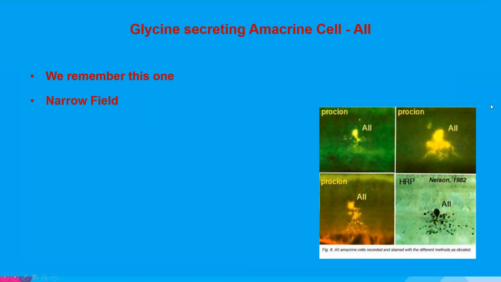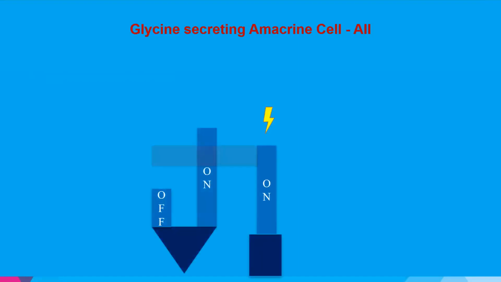Which is really big. And so you say to yourself, okay, it's a narrow field, but we know it secretes glycine as an inhibitory neurotransmitter. We know this to be true, right? So you say to yourself, okay, well, let's figure out where it is. Well, you remember this whole schema, right?